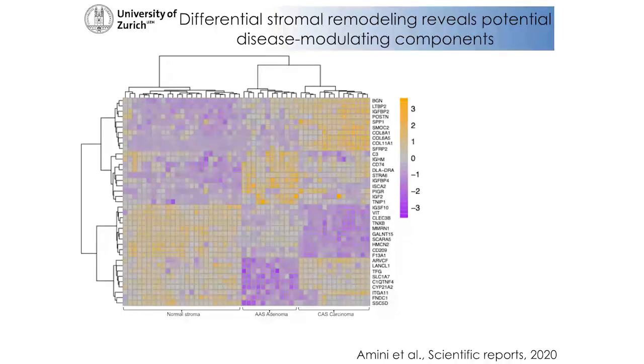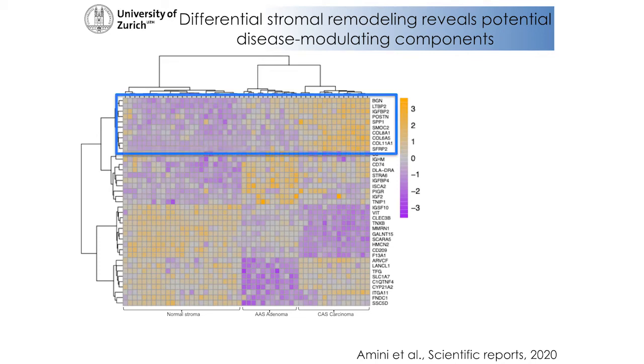To understand what exactly is different between the stroma of benign and malignant tumors, we then identified the genes that were most discriminatory between normal stroma, the stroma of adenoma, and the stroma of carcinoma. You can see the top 40 genes in this heat map that discriminate normal stroma and the other two from each other. There are a few interesting things that can be seen here.